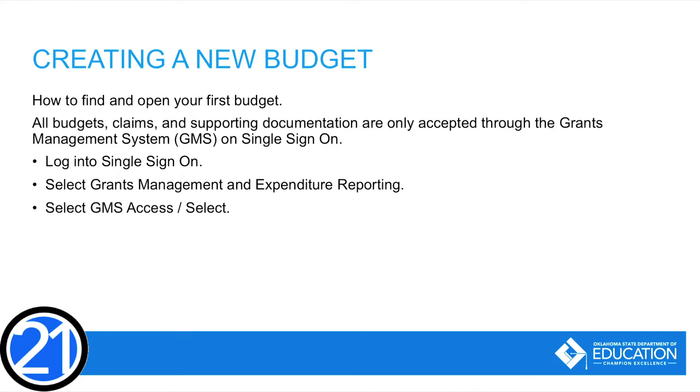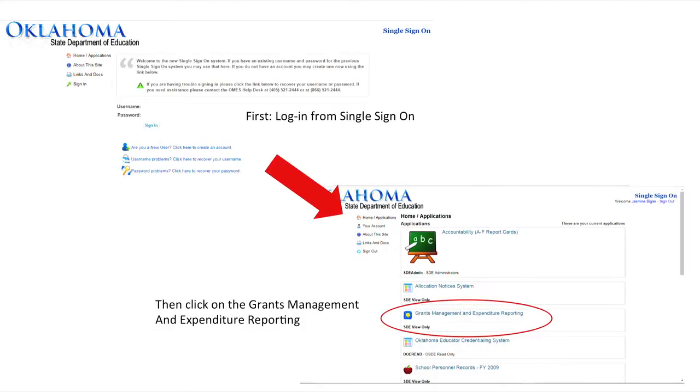Just like all other federal programs, 21st Century uses the single sign-on system to access the grants management system. You can use your normal district login to get into the single sign-on. If you're a community-based organization, you will need to obtain new credentials through our office to gain access. Once you're in single sign-on, click on the Grants Management and Expenditure Reporting section.